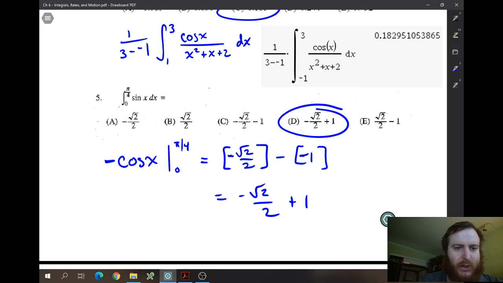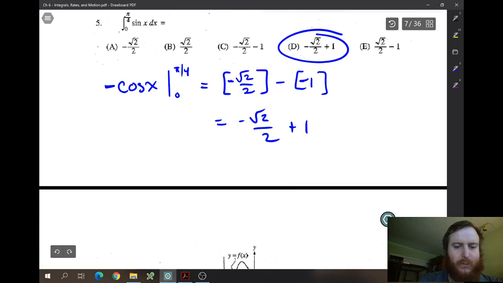All right, next one is a non-calculator. The integral of sine is negative cosine, and then we're evaluating from 0 to pi over 4. So cosine of pi over 4 is square root of 2 over 2, but we have the negative. Then minus cosine of 0 is 1, but we have the negative. And so that becomes negative square root of 2 over 2 plus 1.